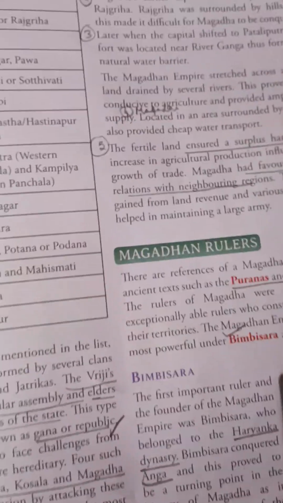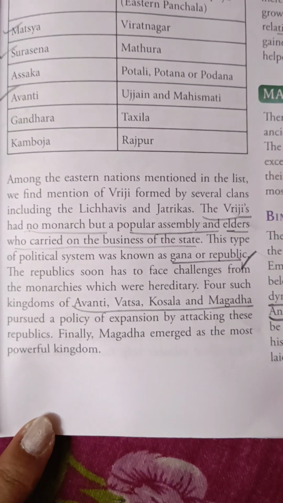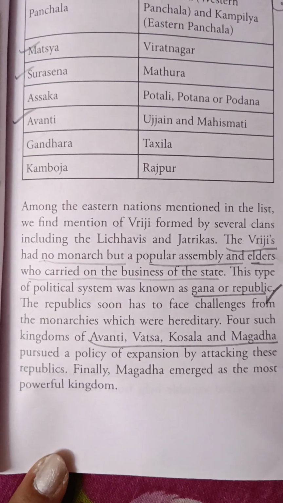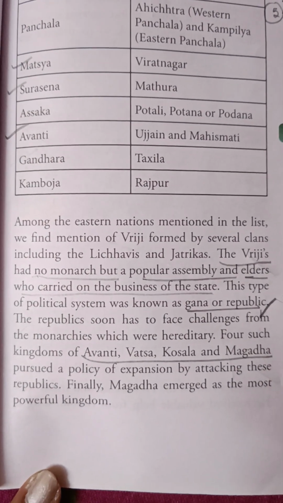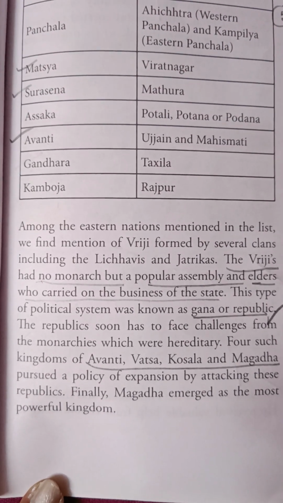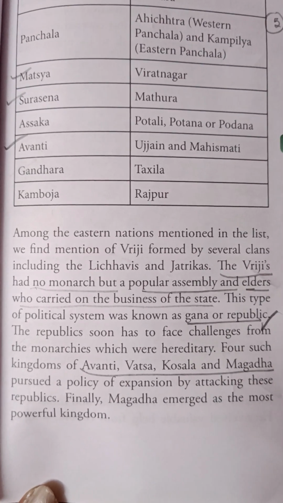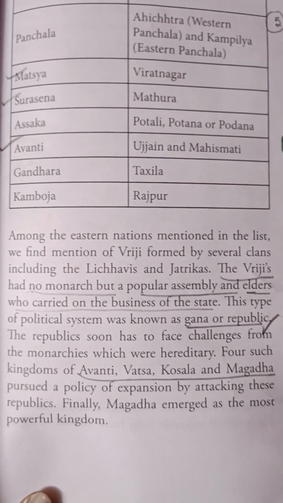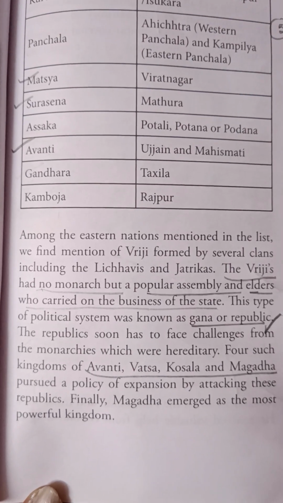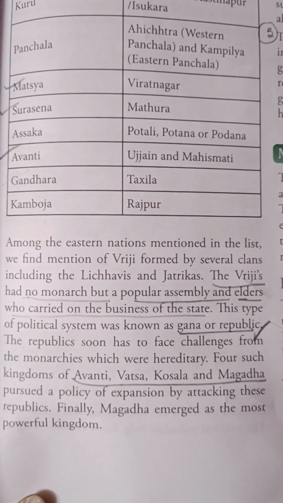Okay. So next, among the eastern nations mentioned in the list, we find mention of Vrijni, formed by several clans. The Vrijni had no monarch but a popular assembly and elders who carried on the business of the state. This type of political system was known as Gana or Republic. Now the republics soon had to face challenges from the monarchies, which were hereditary. 4 such kingdoms were Avanti, Vatsa, Kosala and Magadha. They pursued a policy of expansion by attacking these republics, and finally Magadha emerged as the most powerful kingdom.